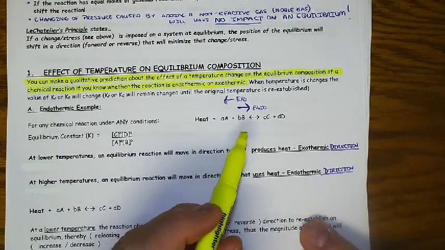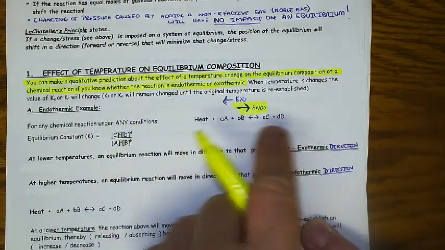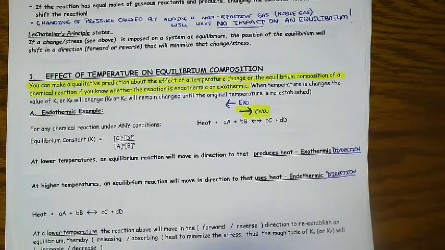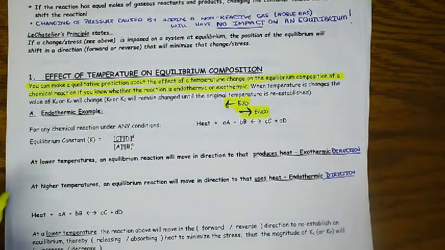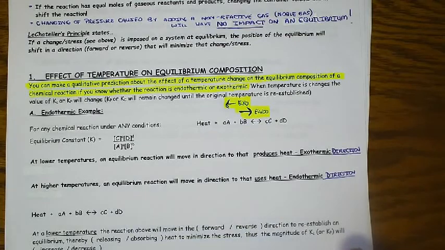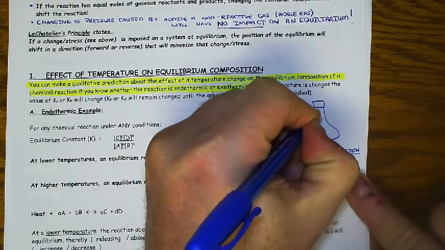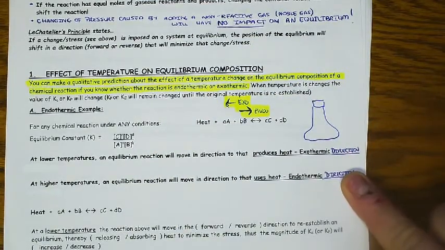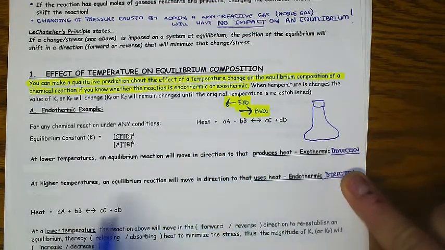So we have our reaction here, A and B going to C and D. It's endothermic in the forward direction, because notice heat is a reactant in the forward direction, but in the reverse direction, this would be an exothermic reaction. Please note at lower temperatures, an equilibrium will move in the direction that produces heat, so it will move in the exothermic direction. So if we took this reaction occurring in a sealed container, and we lowered the temperature inside the container, it's going to move in a direction that would produce heat, so it would move in the reverse direction.